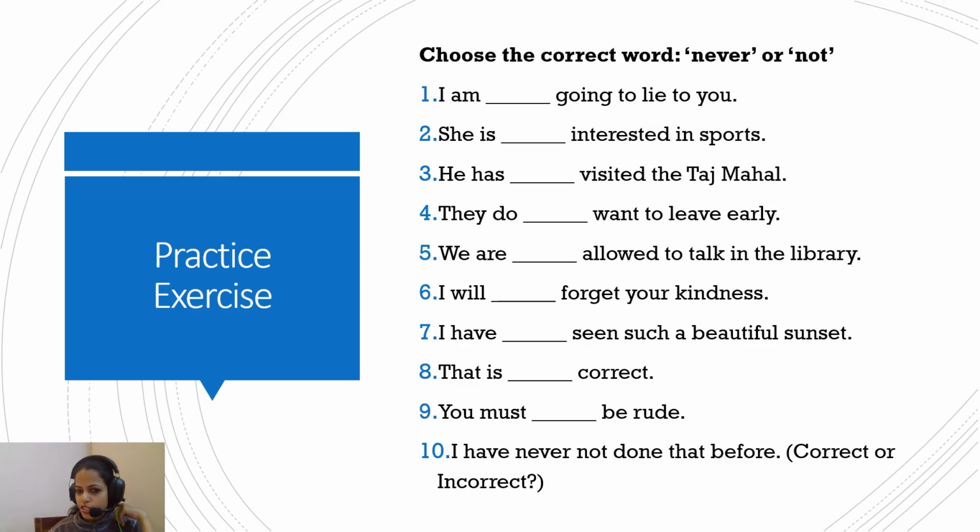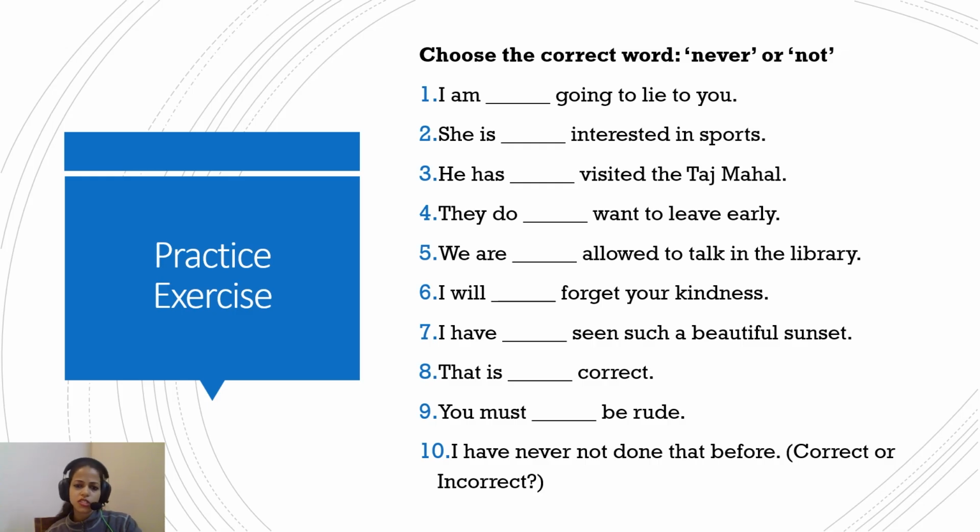She is dash interested in sports. She is not interested in sports. So it is talking about the present. It is very much visible from the context. She is not interested in sports. She is interested in debating. It could be something of that sort. He has dash visited the Taj Mahal.